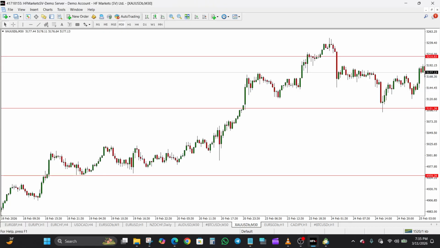Understanding market conditions and risk management techniques can help traders navigate sudden market volatility, okay?